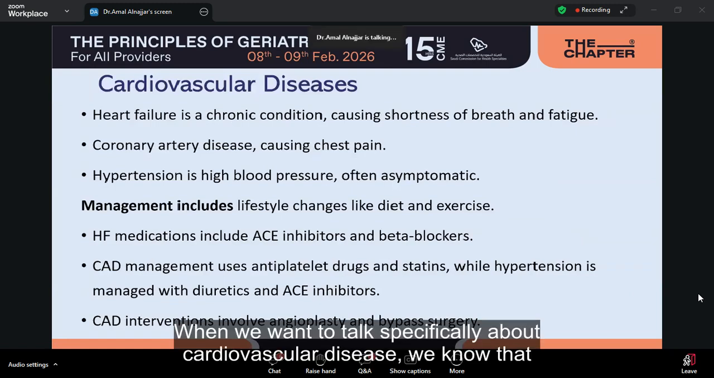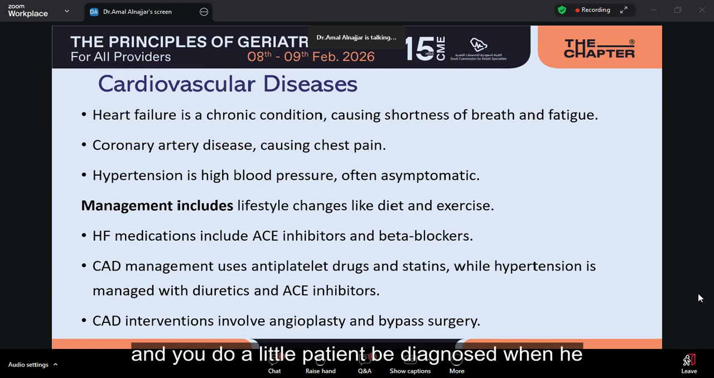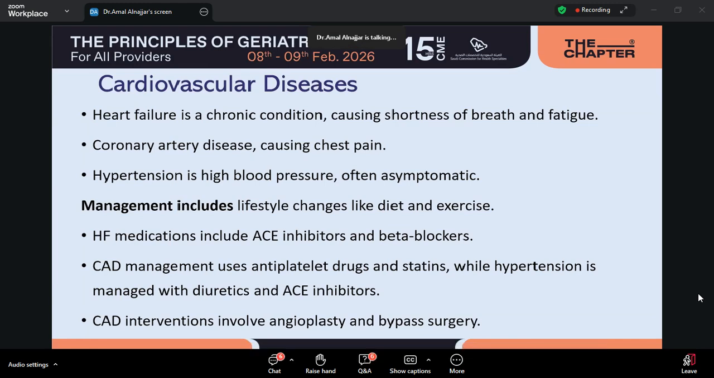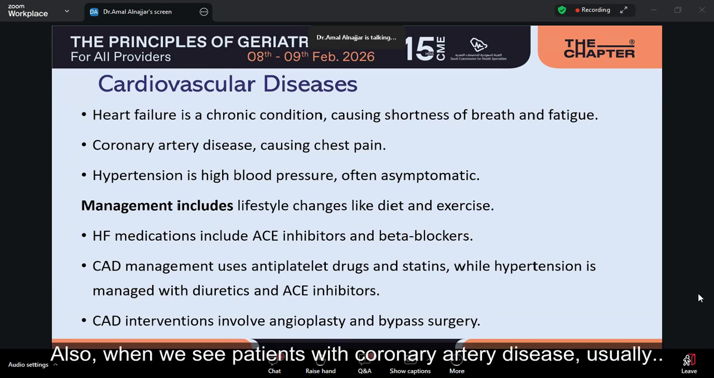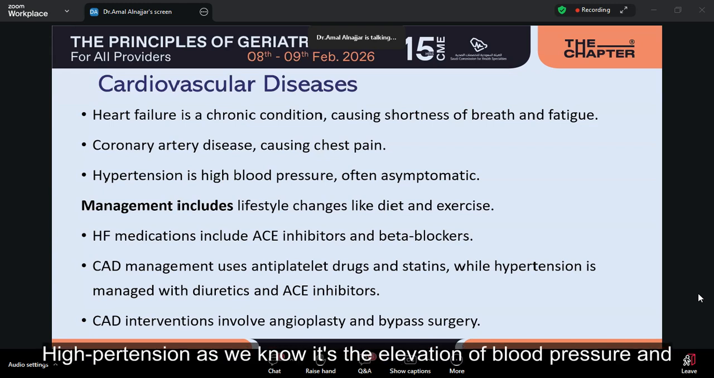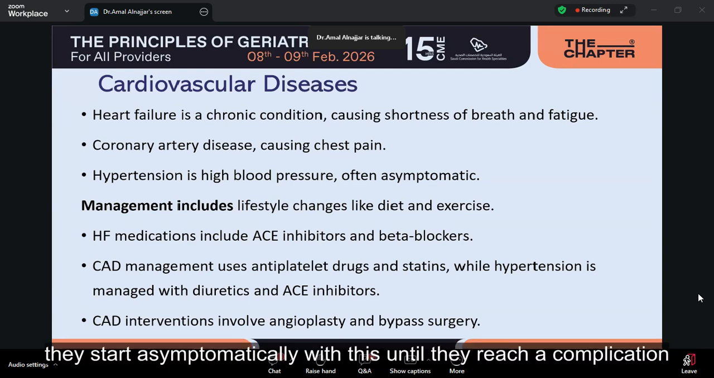When we want to talk specifically about cardiovascular diseases, we know that heart failure, one of those cardiovascular diseases, is a chronic condition, and usually the patient is diagnosed when he comes complaining of shortness of breath and fatigue. Also, when we see patients with coronary artery disease, usually the most common complaint is chest pain. Hypertension, as we know, is the elevation of blood pressure, and most patients start asymptomatically with this until they reach a complication.